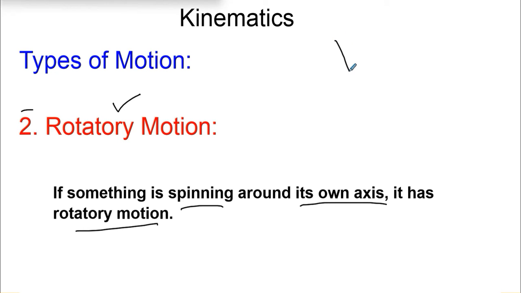Have you ever ridden a bicycle before? If yes, then have you ever wondered what is the motion of the wheels of the bicycle? Hmm, wheels of a bicycle, they spin when you are riding a bicycle, right? So that type of motion is rotatory motion. And I think it's easy to explain.